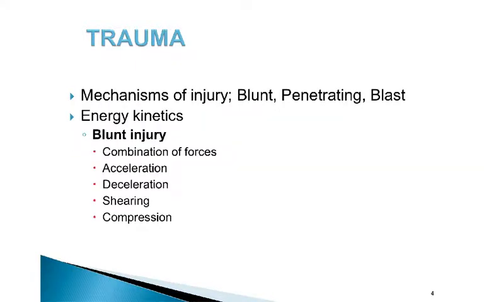So trauma can be caused by different mechanisms of injury. They can be blunt. So the principles of kinetic energy from a blunt injury, they can be due to a combination of acceleration and deceleration forces that lead to shearing and compression of some tissues. An example of this is a Contrecoup injury, which we'll talk about shortly. And then there's also penetrating and blast injuries as well.